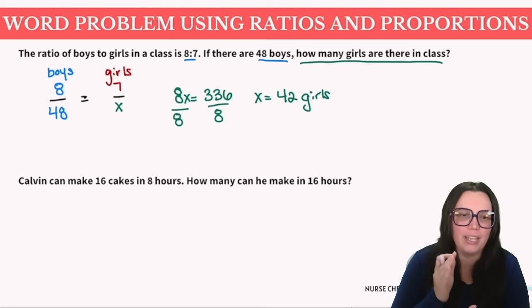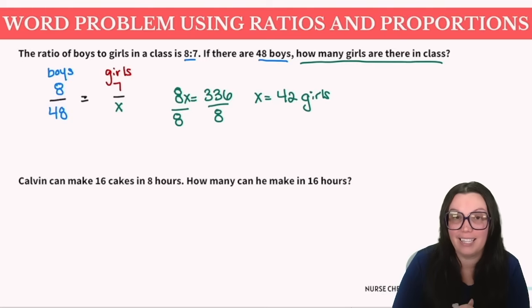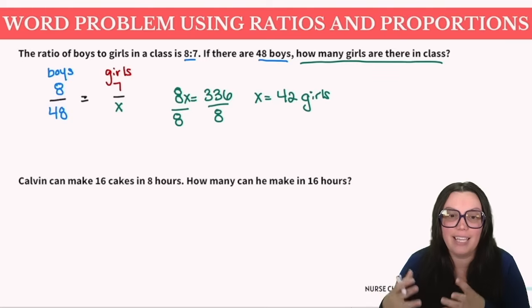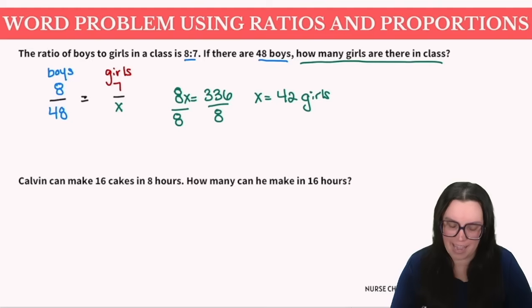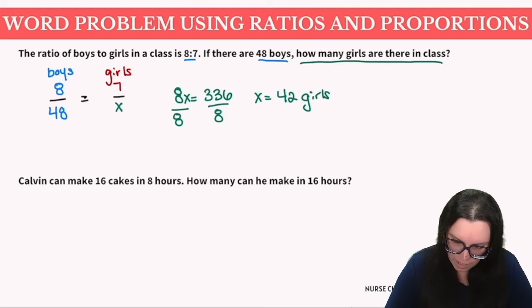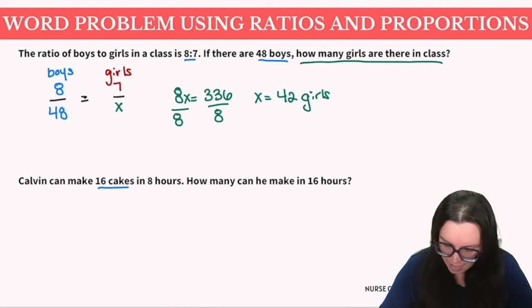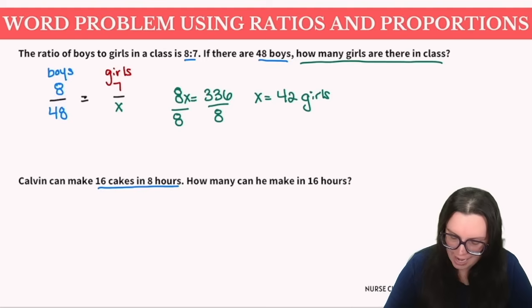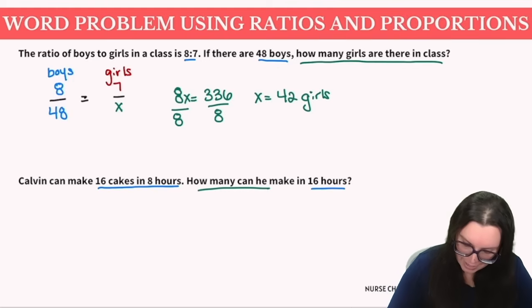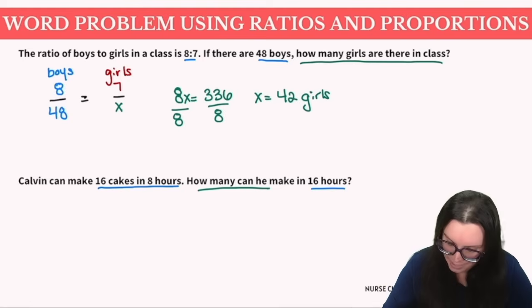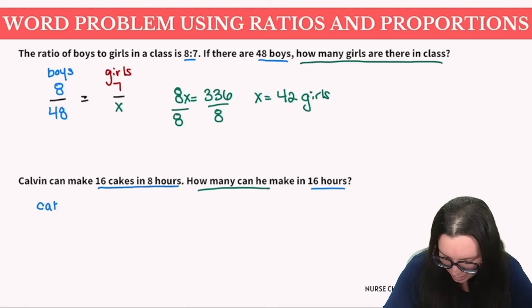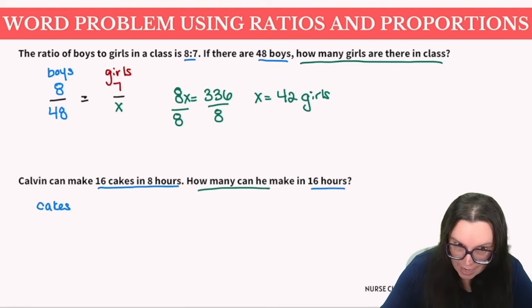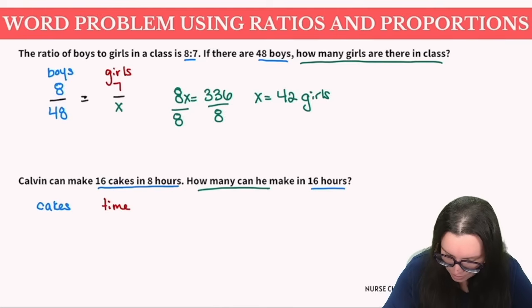Our next example is Calvin can make 16 cakes in 8 hours. How many cakes can he make in 16 hours? So again, what do we know? We know that Calvin can make 16 cakes in 8 hours. What we don't know is how many cakes he can make in 16 hours. So we're just going to plug this in. Again, organizing it. I like to keep everything organized. We're going to put cakes on one side, and we're going to put our time on the other side.